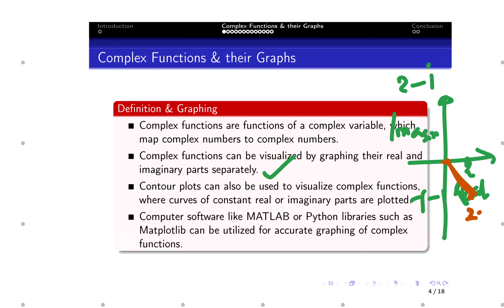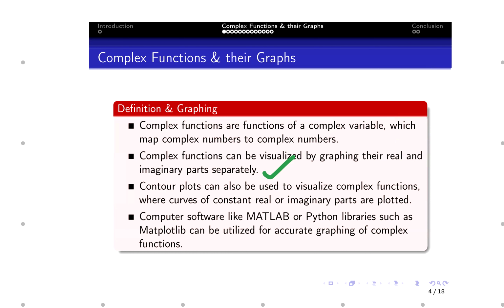But when it comes to complex functions, things get more complicated. So you actually need to visualize these things using some more powerful ways, as we're going to see very soon. So contour plots can also be used to visualize complex functions, where curves of constant real or imaginary parts are plotted. And then computer software like MATLAB or Python libraries such as Matplotlib can be used for accurate graphing of complex functions. So I use Python a lot, so you're going to see plots or graphs made with Matplotlib in Python. That's what I'm using. I remember I used MATLAB back in the days when I was doing my bachelor's and master's degree in Nigeria. But in the last 1.5 to 2 years, I've been focusing a lot on Python.